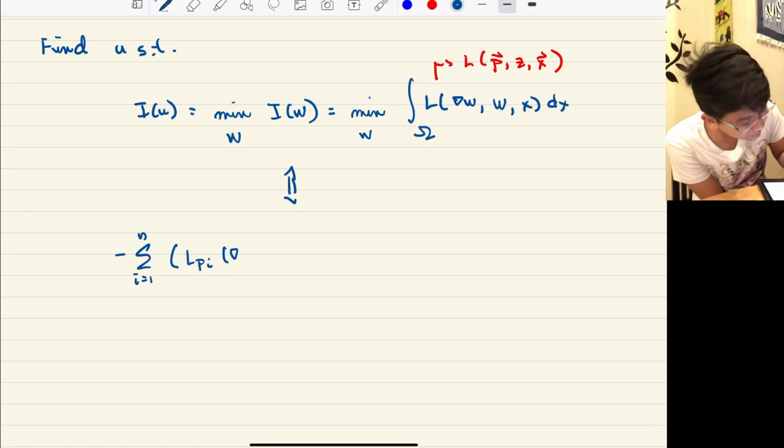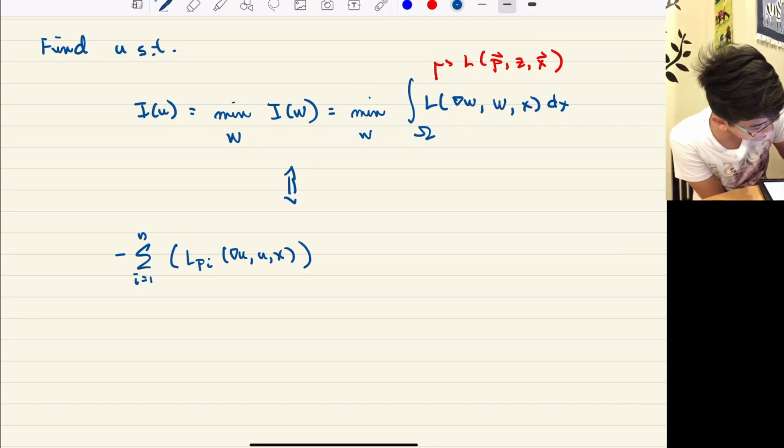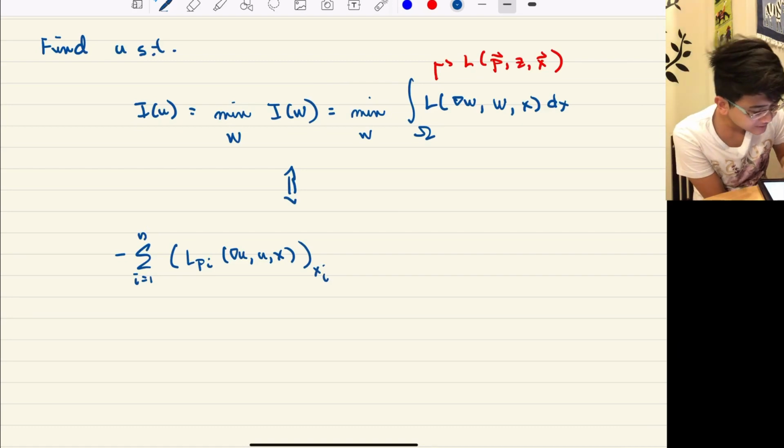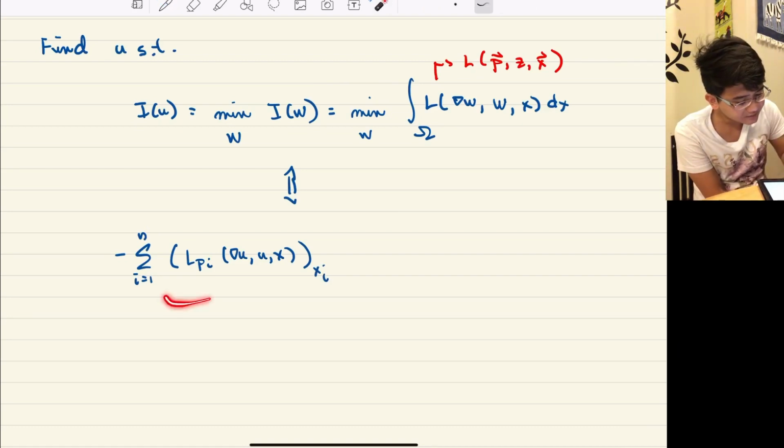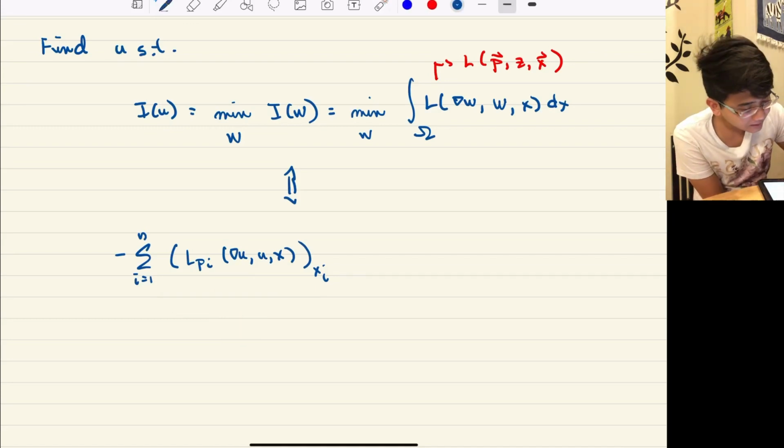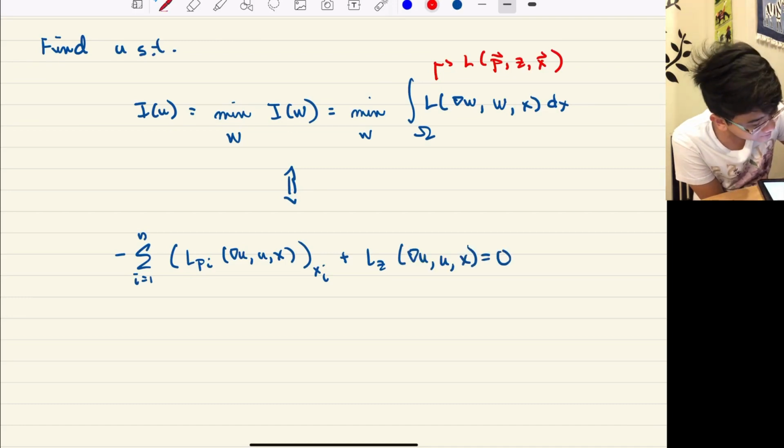Grad u, u_x, and the derivative of this quantity with respect to x_i. So this is a divergence of some sort, plus L_z, the derivative in z, of grad u, u, x, is equal to 0. And these are what we call the Euler-Lagrange equations.